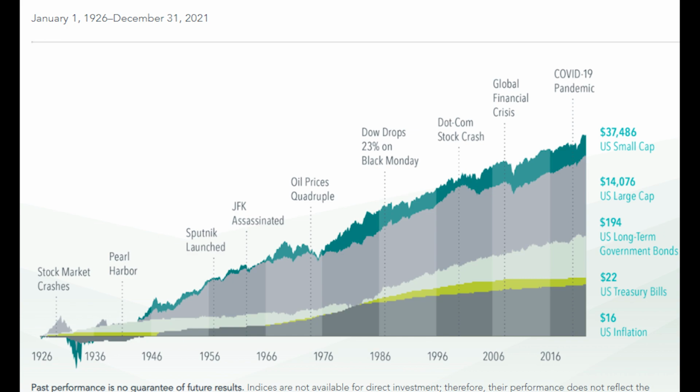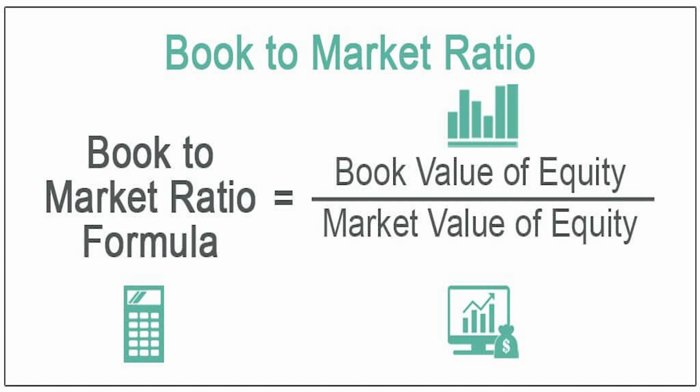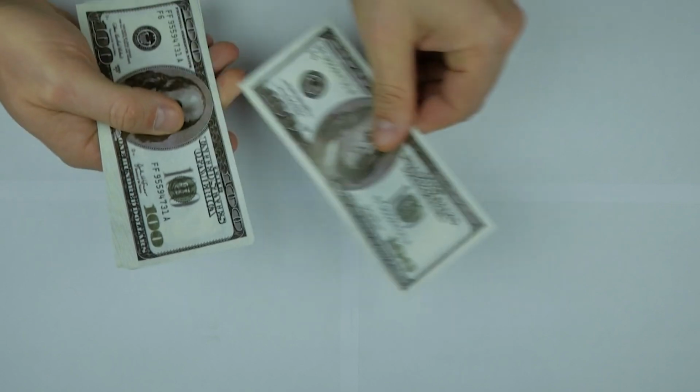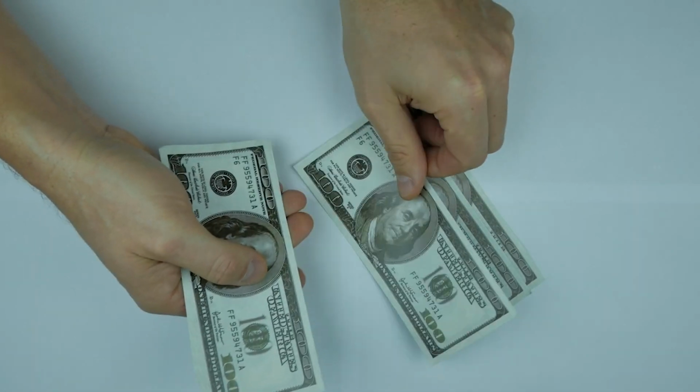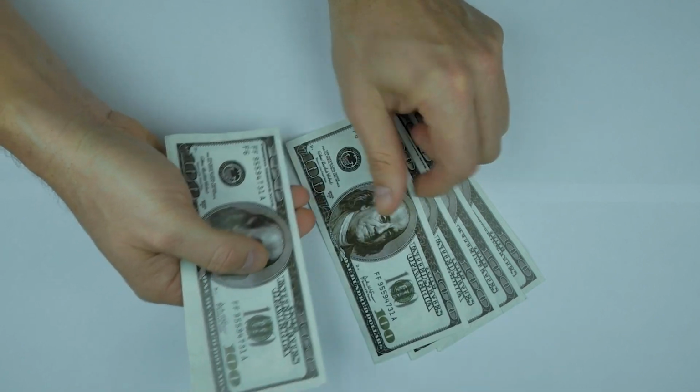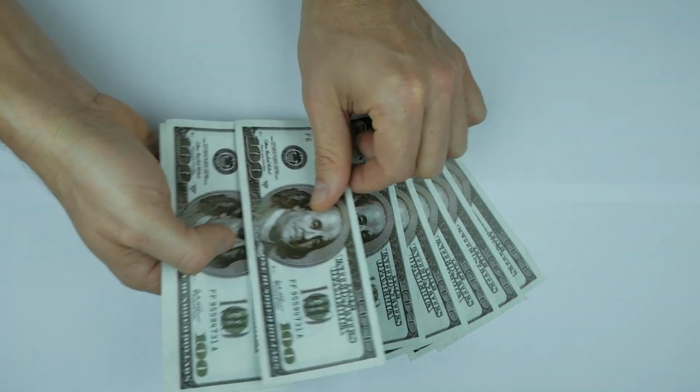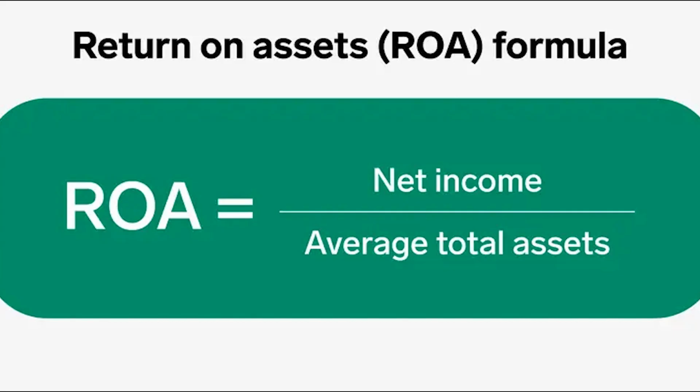Small cap stocks, which are stocks of smaller companies, tend to have higher returns than large cap stocks, which are stocks of larger companies. The third factor is the value of the company, which is measured by the book-to-market ratio. This factor captures the relative value of a company based on its book value compared to its market value. Value stocks, which have a high book-to-market ratio, tend to have higher returns than growth stocks, which have a low book-to-market ratio.